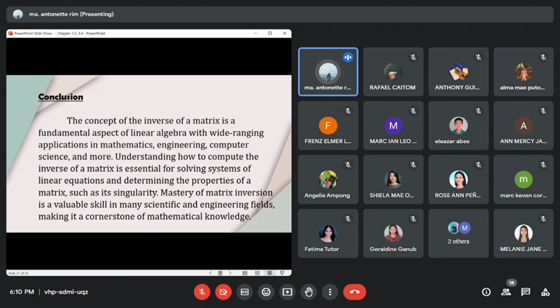So any clarifications or questions regarding the process on how to identify if the matrix has an inverse or how to find its inverse? So wala na ipangutana na sabtan ra to. Okay, thank you for that reactions.